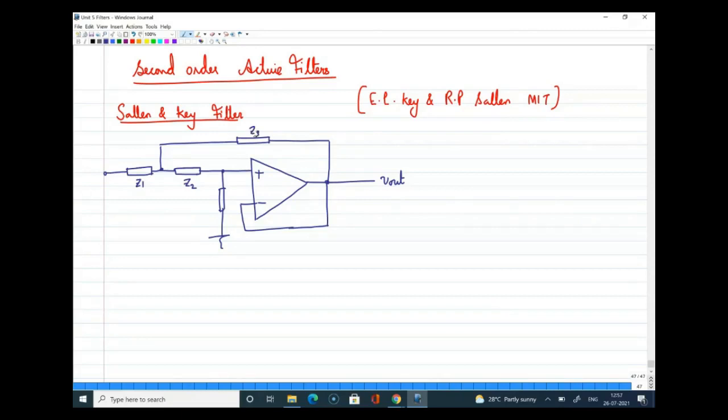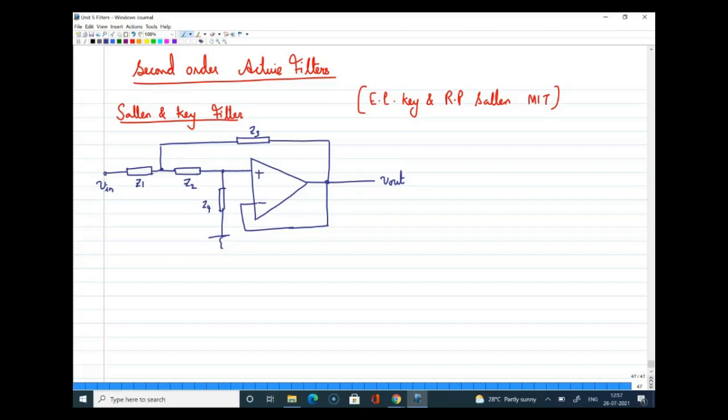This I'll call Z3 and this I'll call Z4, and this is the Wien point, right? So this is the general architecture of a Salen-Key filter. Now for any filter, you can have a general transfer function for this. But since it is a little tedious to keep Z1, Z2, you can do that, but I am just doing it for a specific example.